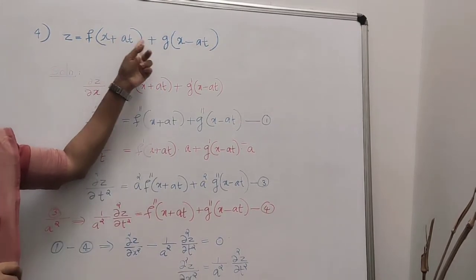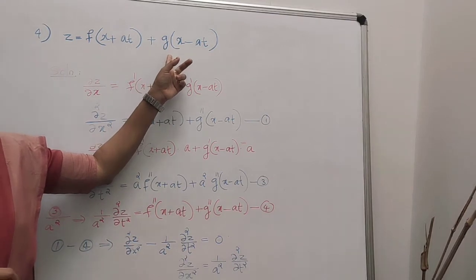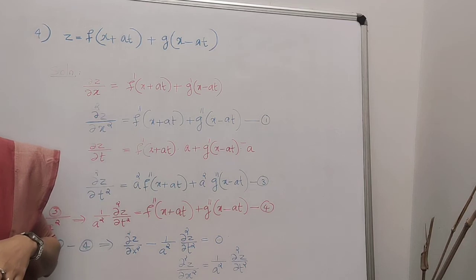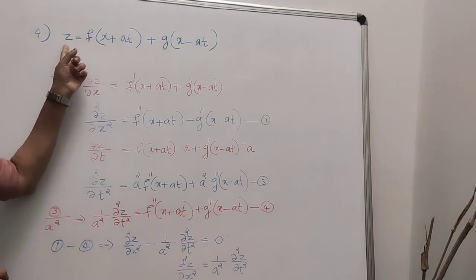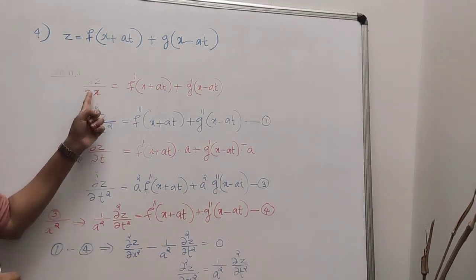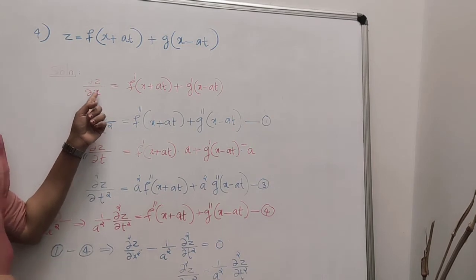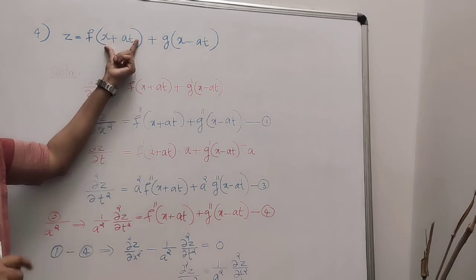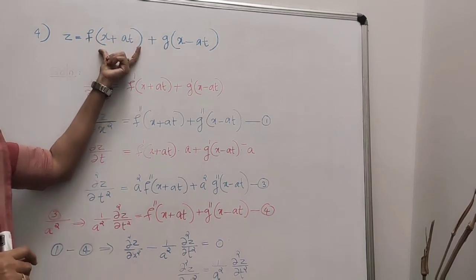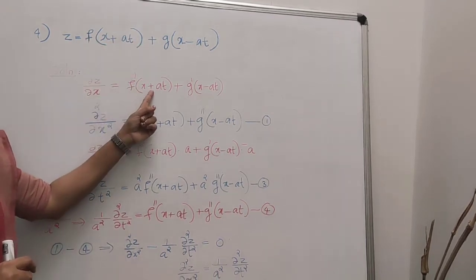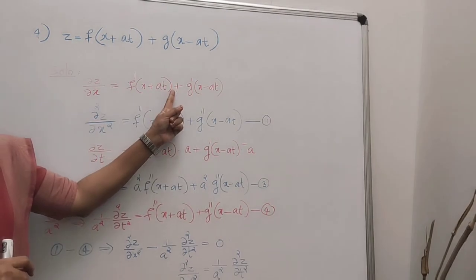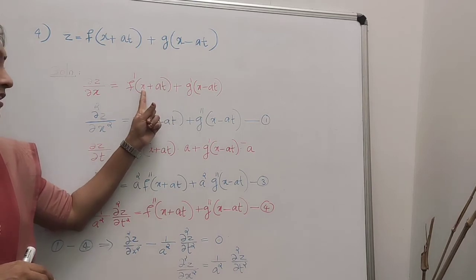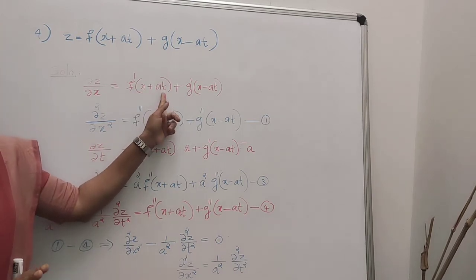Since there are two arbitrary functions, we have to take second order partial derivatives. So the solution is: dou z by dou x. You differentiate first z with respect to x. So this is f of something. I told you earlier, for f of something, the derivative is f dash of something into the derivative of something also. But x plus at, whose derivative with respect to x, is 1, so into 1 actually.